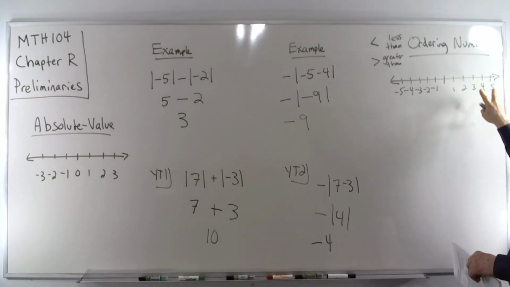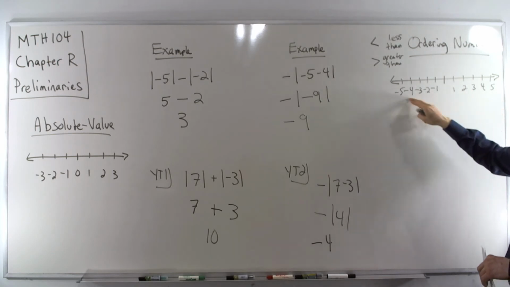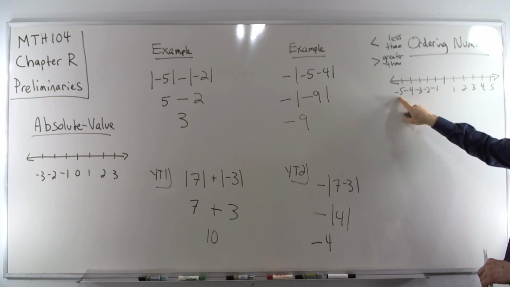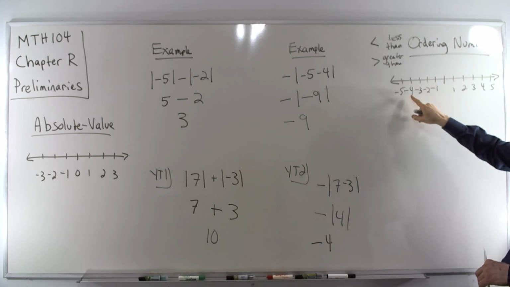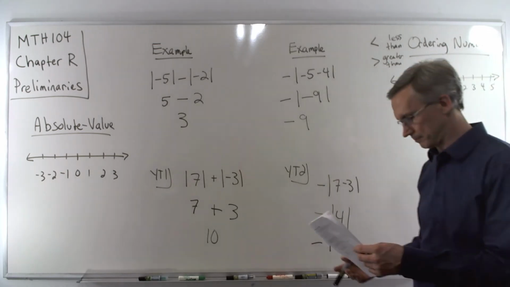So that's fairly obvious when we're talking about positive numbers or 0, but it gets a little confusing when we're talking about negative numbers. As it turns out, the number to the left is smaller than the number to the right, so negative 5 is less than negative 3, even though 5 is bigger than 3. Since we're talking about negatives, we're going to switch it.